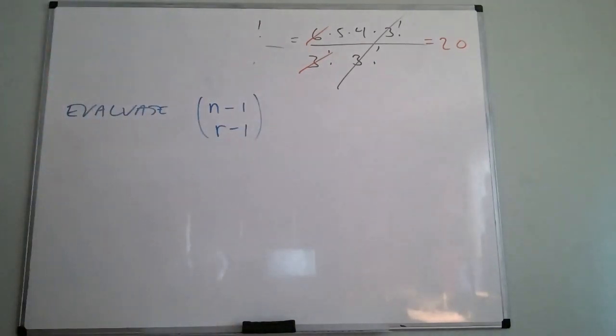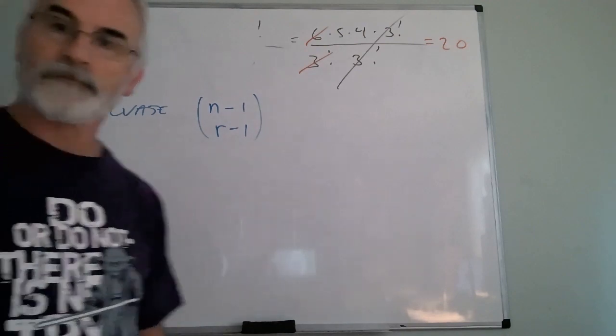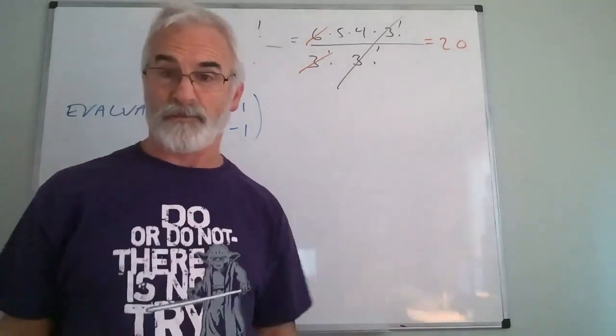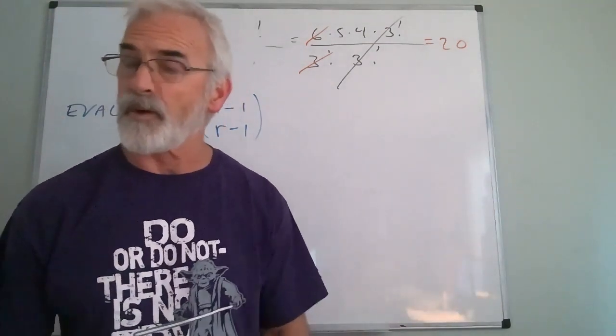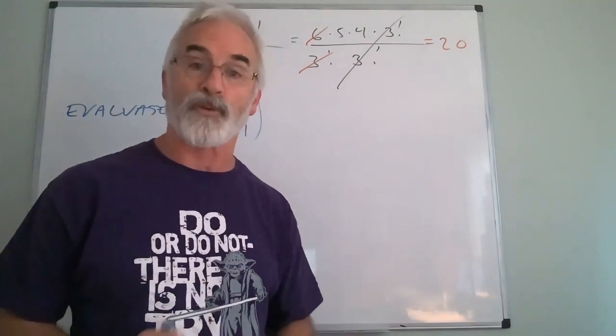n − 1 × r − 1. I want to evaluate this. So that means I want to write my final answer as a factorial, or at least as a product of numbers. But if I can do it without a quotient, now here's one of the beautiful things about factorials.